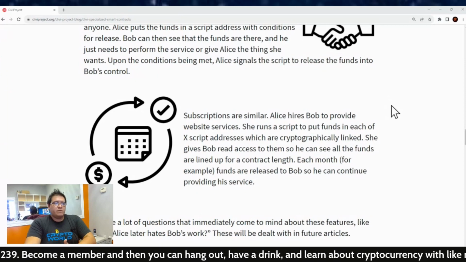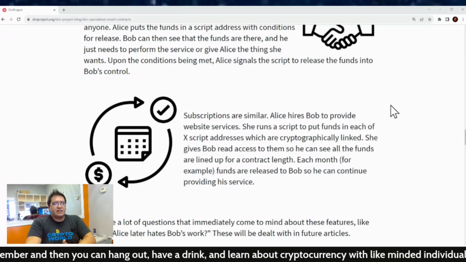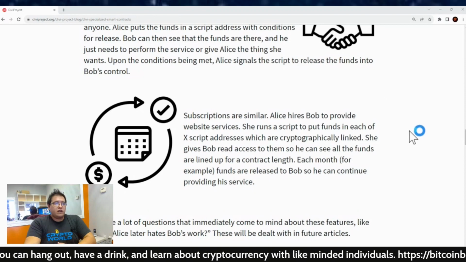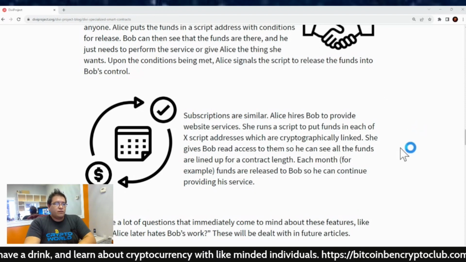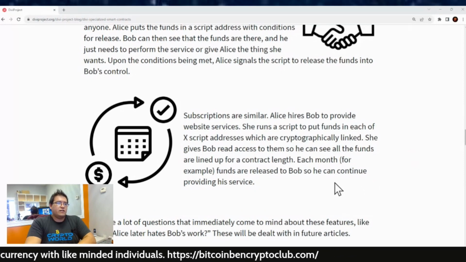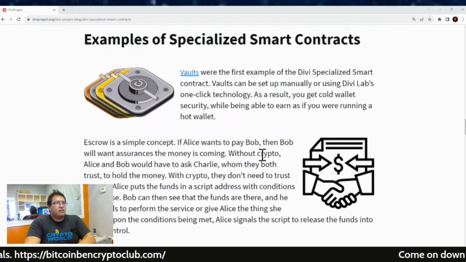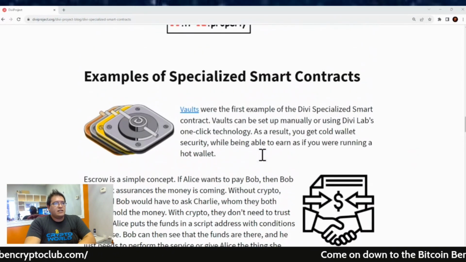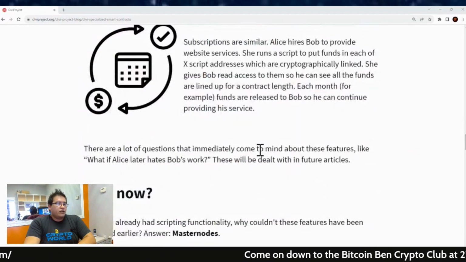She gives Bob read access to them so he can see all of the funds are lined up for the contract length. And each month, for example, funds are released to Bob so he can continue providing his service. So that's how the subscriptions are being added in. And this is the use case of these specialized smart contracts.